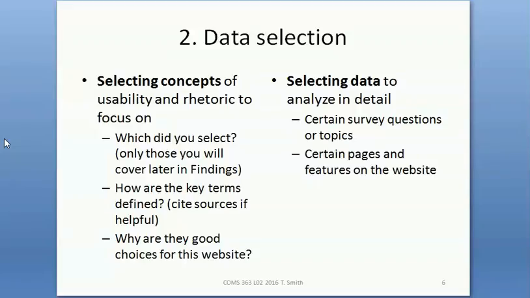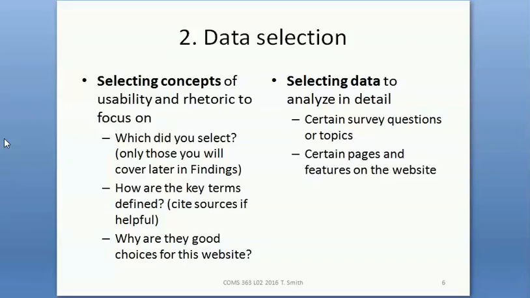So here's where you get into giving the conceptual terms and then defining them briefly. And here you can cite the sources if helpful, being very general about what the concepts mean, and give a little rationale for why they're good choices for the website. Either you could include the rationale concept by concept, or you can generalize after a list and say why these concepts were chosen for this particular website.